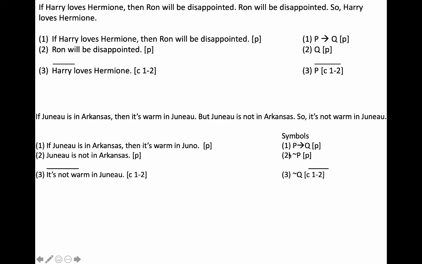So when you learn that you didn't start at P, it doesn't mean you didn't get to Q, because there may be another route that led you to Q. So learning that P is false doesn't tell you that Q is false. So again, this is invalid. And if you look over here, you can see P stands for Juneau is in Arkansas. Q stands for it's warm in Juneau.